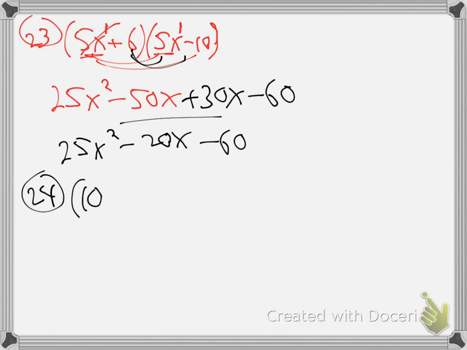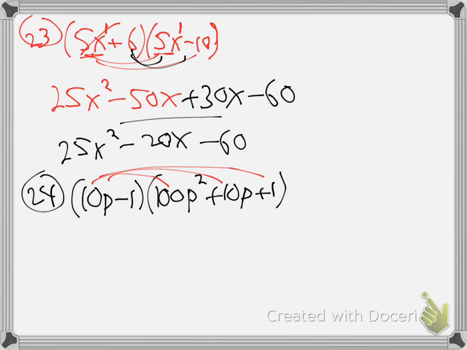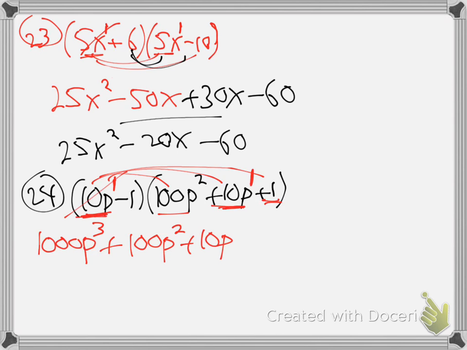Number 24. Moving on to the end here. 10p minus 1, oh, this is a messy one, 100p squared plus 10p plus 1. So here we go. 2 terms times 3 terms. So the 10p goes boom, boom, boom to all 3. What's the rule when you're multiplying? Out front numbers multiply, powers add. So put the invisible 1 powers on those 2 p's. 10 times 100 is 1,000 p to the 3rd. Plus, now this guy with this guy, 100 p to the 2nd. And then this guy times 1 plus 10p, done.